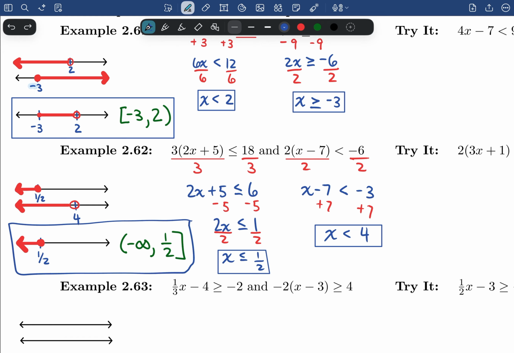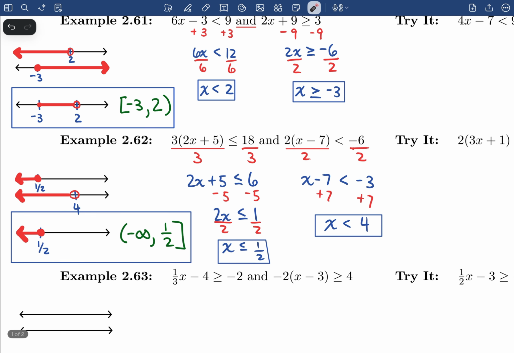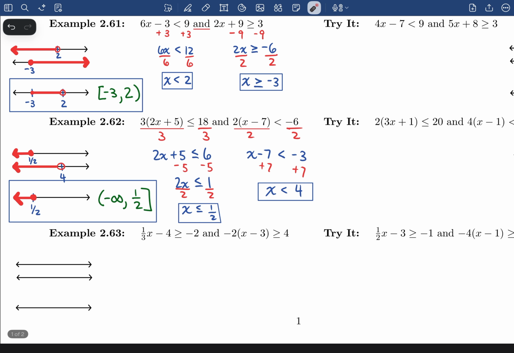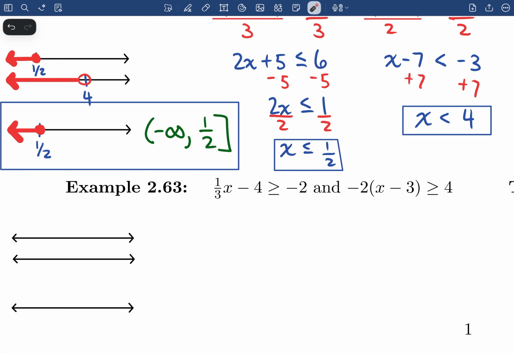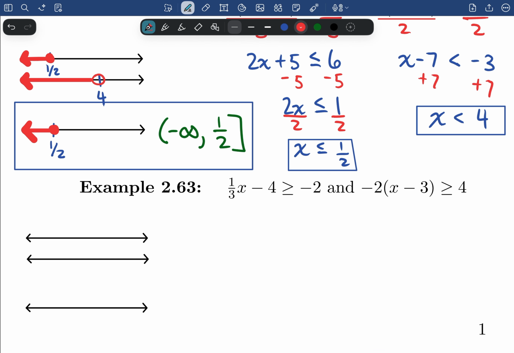I've graphed it, I've written interval notation, and I've solved the two separate inequalities. Let's try another. So when I see 1/3 times x minus 4 is greater than or equal to -2, and -2 times x minus 3 is greater than or equal to 4, I get out my solution strategies for linear equations. Right? And so jumping in here, the first thing I would do to solve this first inequality is add 4 from left to right.